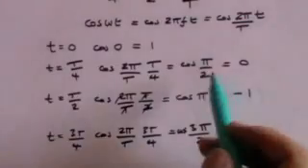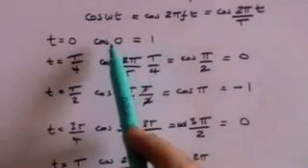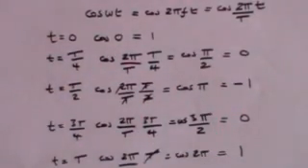And that's the cosine, of course. And the cosine of 3 pi over 2 is the same as the cosine of pi over 2, which is 0. And when t is equal to T, then you're going to get a cosine term of 2 pi over T times T. And that's equal to the cosine of 2 pi, and the cosine of 2 pi is the same as the cosine of 0, which is 1.